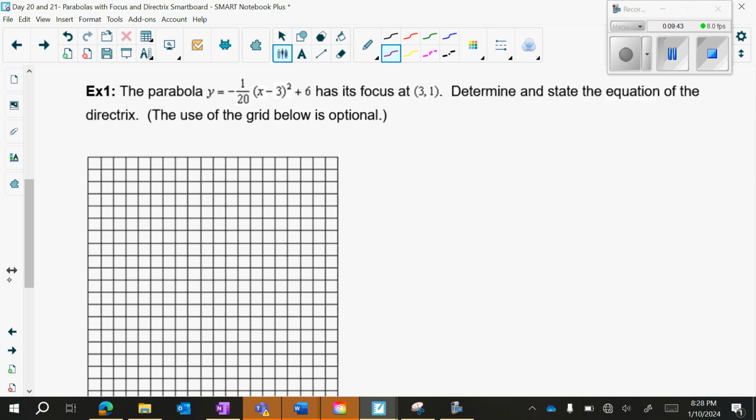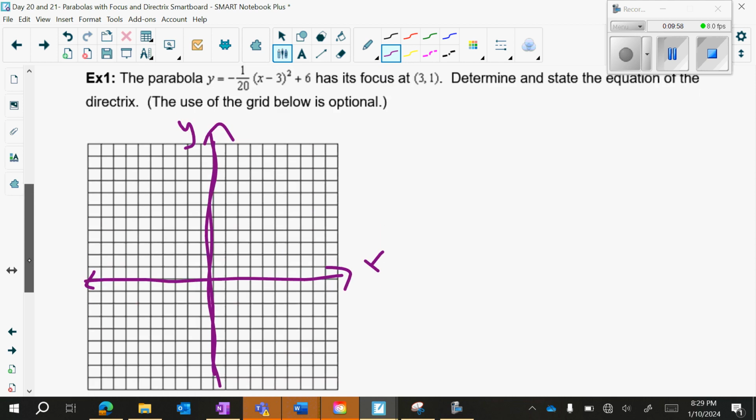Sometimes I don't even use the grid because I feel like the grid constrains me, and it might be easier to just draw a sketch, but it's up to you. I guess I'll do the grid this time. I feel like I have to be so exact with the grid, but this is why we use pencil when we're doing our Regents for graphs.